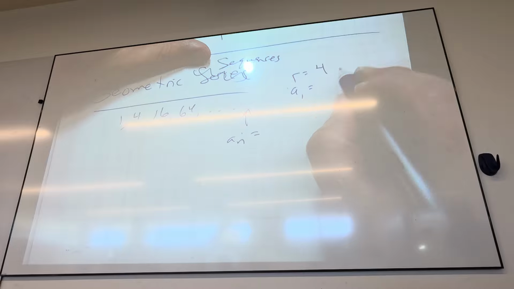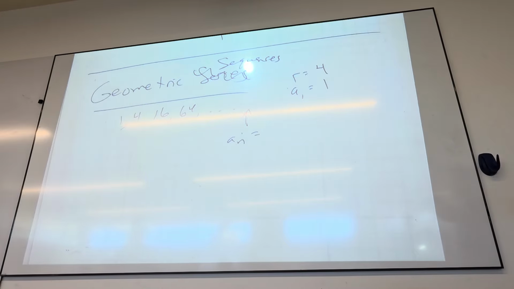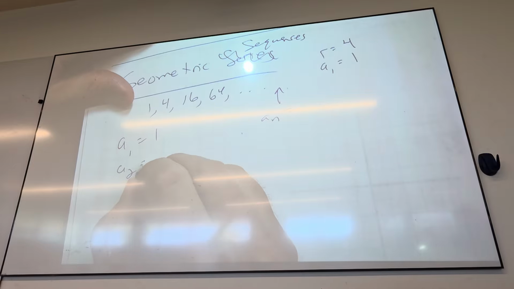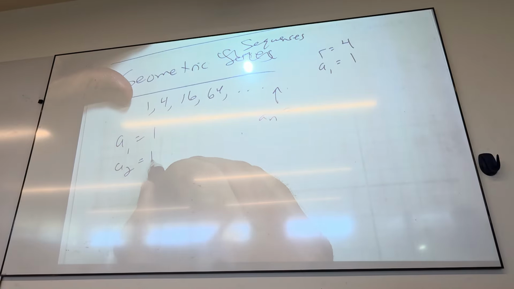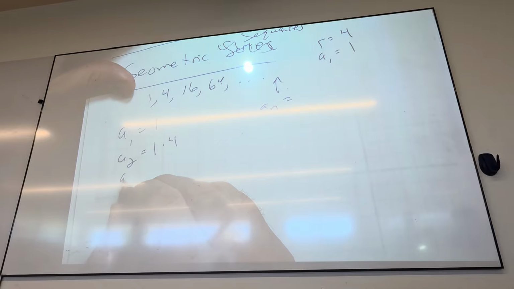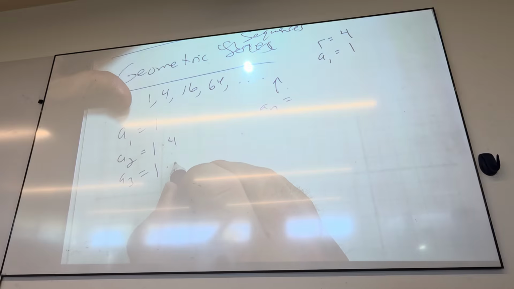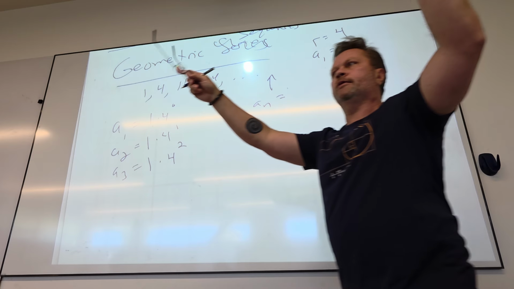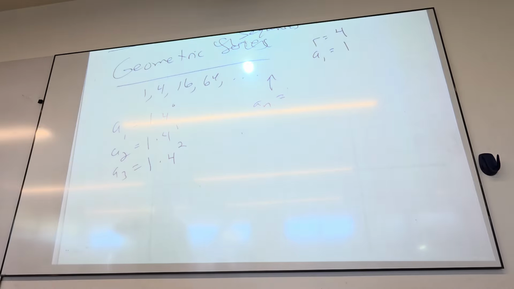What's A1? 1. And what I could do to help me out: A1 is 1, A2 is, how do I get to A2? Start at 1 and I do what? Multiply by 4. A3, I start at 1 and I multiply by how many 4s? 2. So this is 1, this is 0. That's kind of how I can build it. We did this last time. If you're having trouble coming up with an expression for the elements, try to capture how you get from the beginning to the next so you can see what part's changing.